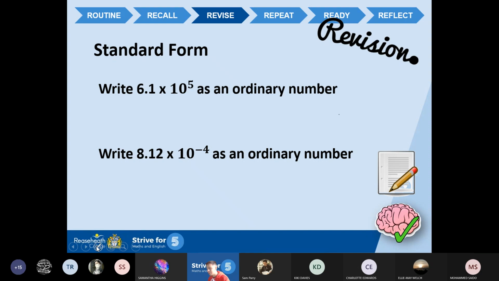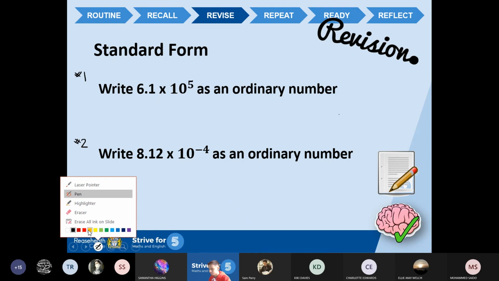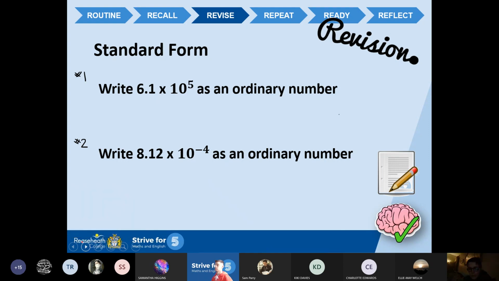So you've got 2 examples here. I would like you to copy these down because I think having good notes is always helpful. But let's say we've got example number 1, and then we have example number 2. And you'll see the differences between them. Okay. Write 6.1 times 10 to the power of 5 as an ordinary number.